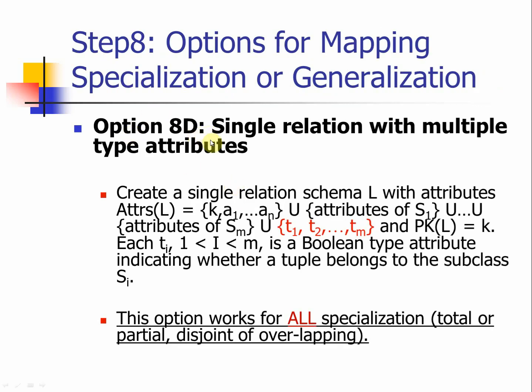Therefore, for option 8D, what we're going to do is create a single relation with all the attributes coming from the superclass and all of the attributes coming from every single subclass. Then, for each subclass, we create a flag indicating whether the tuple belongs to it or not. This is actually a very good approach that can handle all kinds of situations. Step number 8 will be able to handle all the scenarios, the same as the first choice.